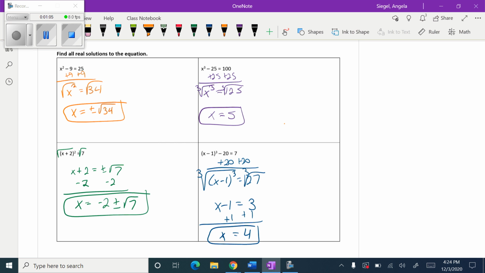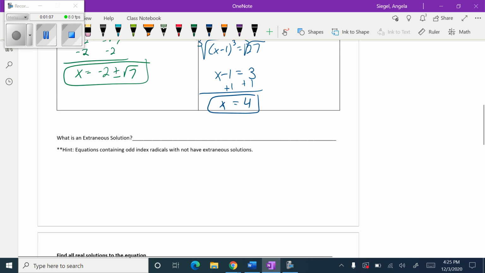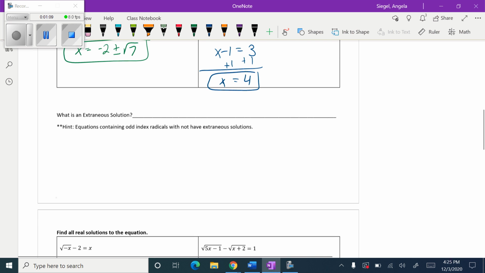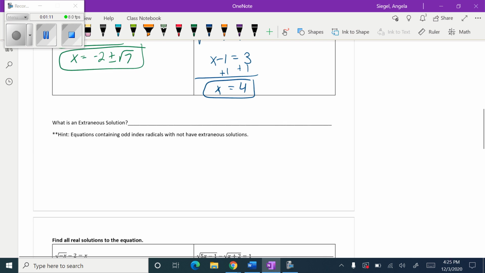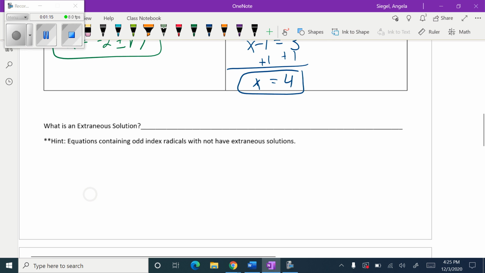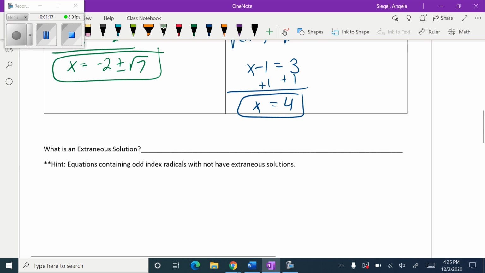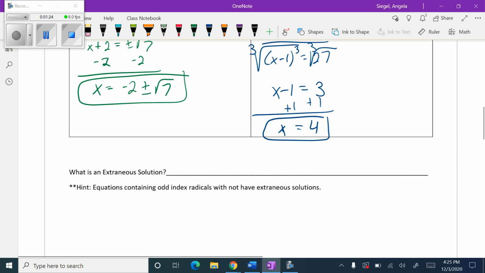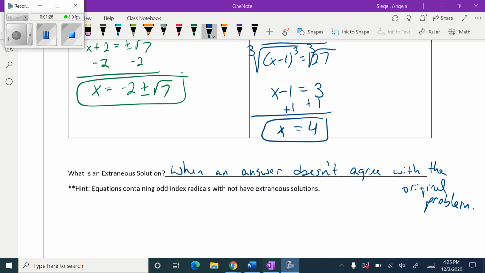If you didn't get what I got, just review and see if you can see any mistakes that you made. Okay, so now we're moving on to problems with extraneous solutions. So think about what an extraneous solution is. An extraneous solution is a solution that comes out of a problem that, when you plug it back in, doesn't give you the correct answer. Like I said, when an answer doesn't agree with the original problem.